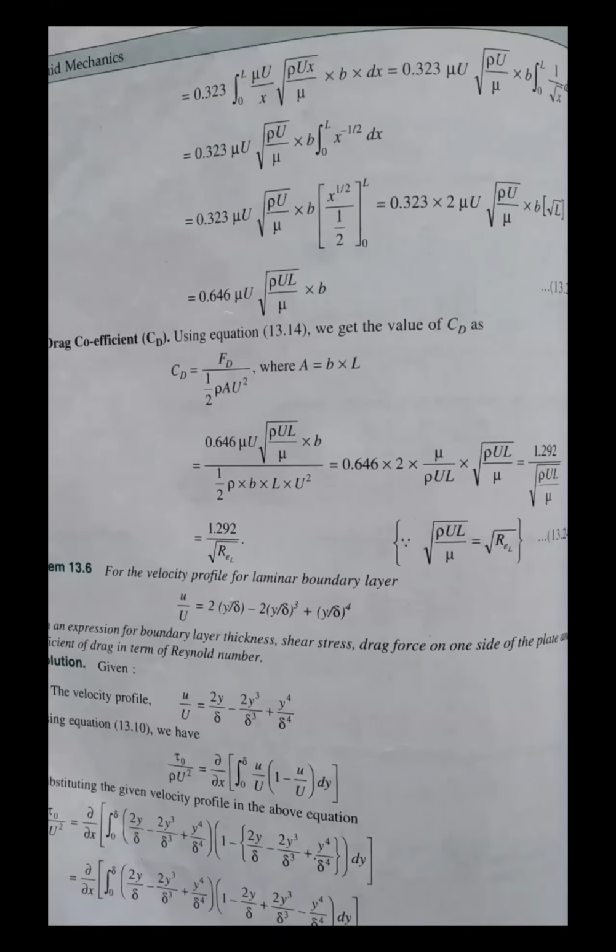Using that, the value of the coefficient of drag, which is defined as FD by half rho A U square, where area is the width of the plate into length of the plate, B into L. So using that, you can calculate the CD value, the average coefficient of drag. You will calculate. See here, algebraic manipulations are involved in this problem. So you have to do these algebraic manipulations.